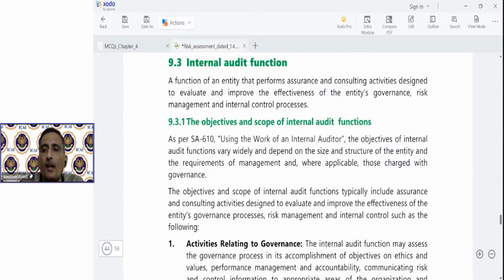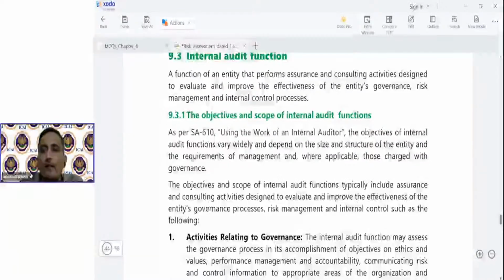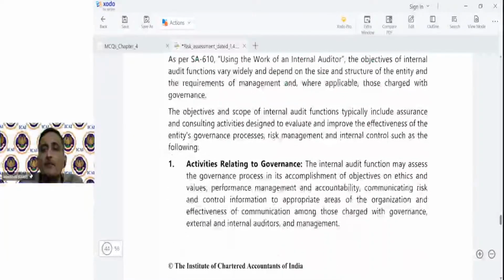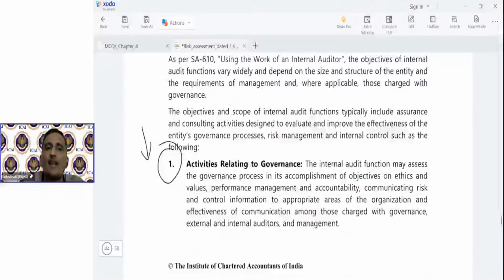So what does he perform? Activities related to governance. So the first thing was governance mechanism.